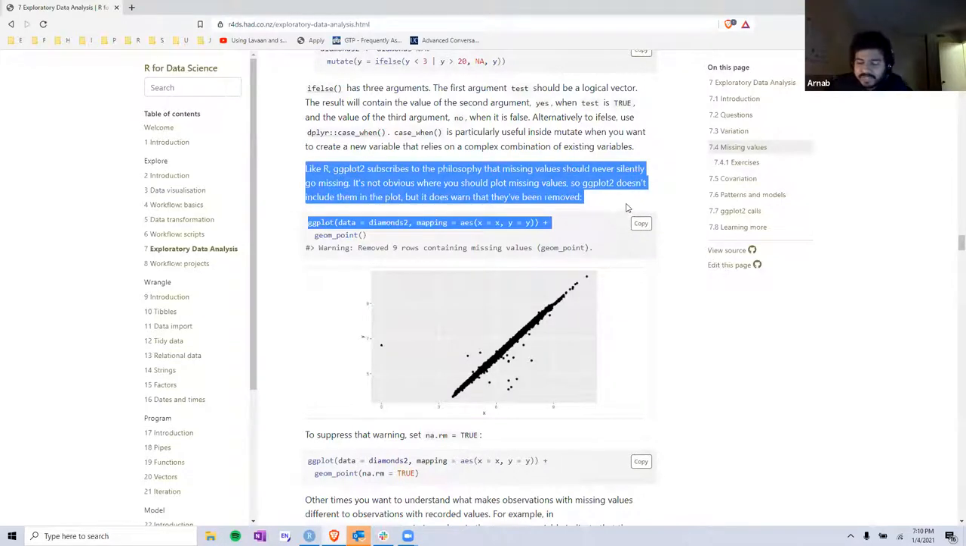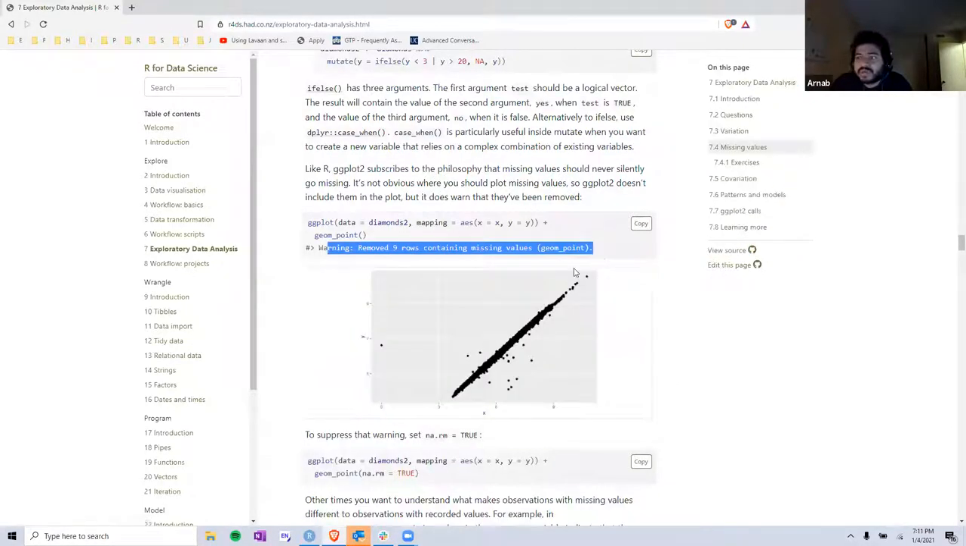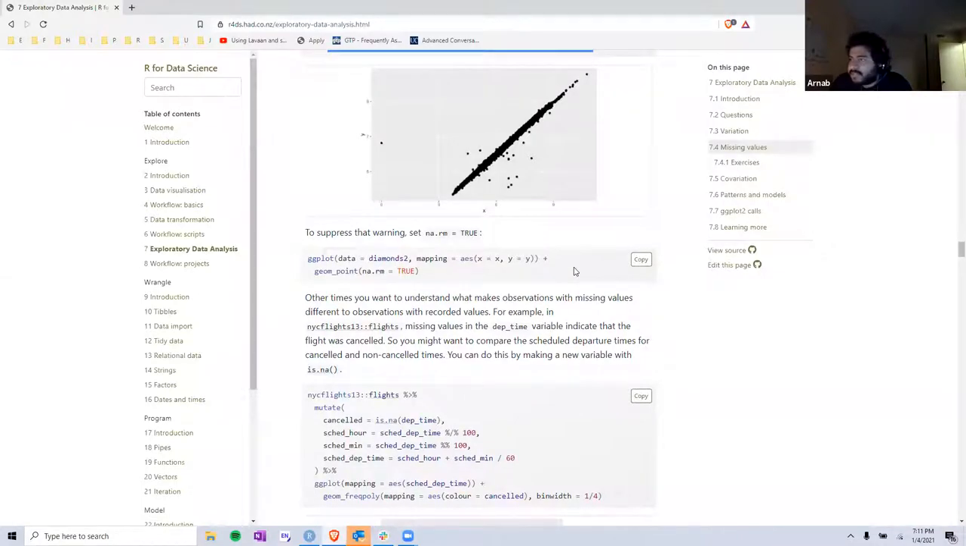This is an important section here where we talk about how ggplot also subscribes to the missing values philosophy, by which they mean that if you're trying to plot two variables and one of them has certain observations which are missing, ggplot would automatically ignore those missing values and consider only the values where all the variables are available. And we also have a na.rm, or na.remove equal TRUE, argument within ggplot, which we can use to avoid this type of warning. So that was interesting.